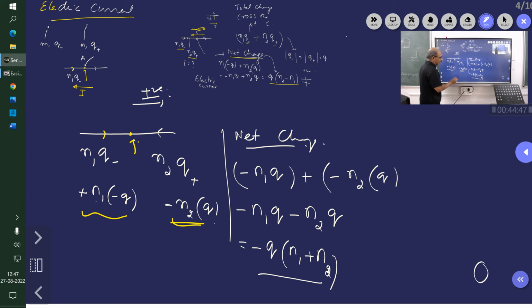Okay. So therefore, the net charge that is crossing this point, I will use the symbol delta Q means net charge. Net charge crossing this point is negative if you have taken this as positive. And therefore, the conventional current will be in this direction. Is that clear? Now please appreciate and understand these aspects very, very carefully.